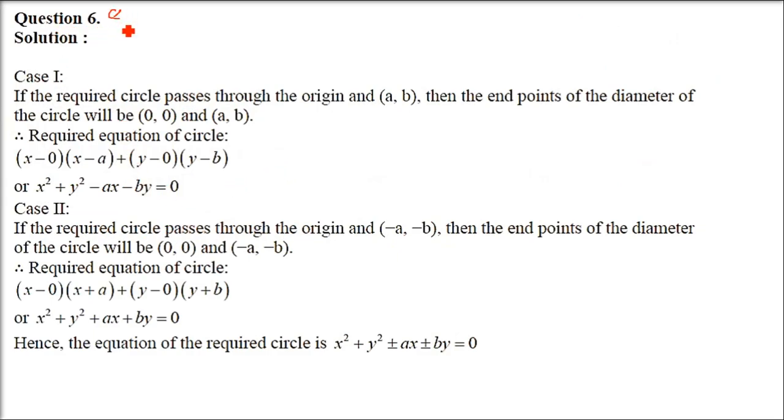This is question number 6. Find the equation of the circle which passes through the origin and cuts off intercepts A and B respectively from the x and y axis. So this question is exactly similar to what we have just seen. But the only thing is, we'll create two scenarios here. A and B are the intercepts, but it is not given whether A and B are on the positive side or the negative side.